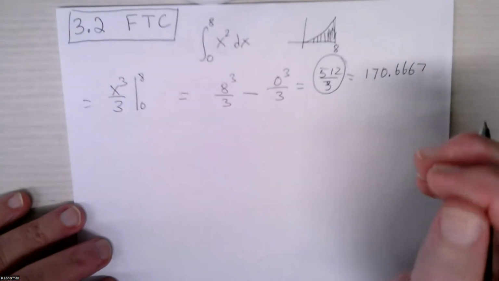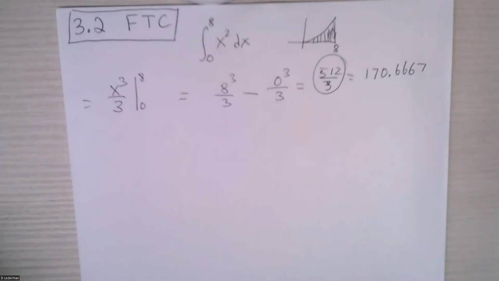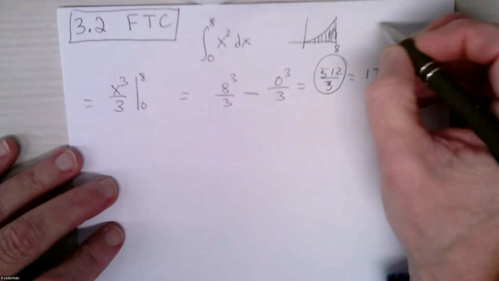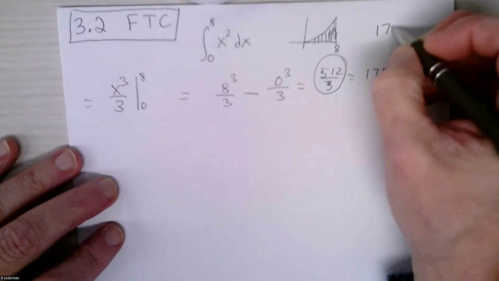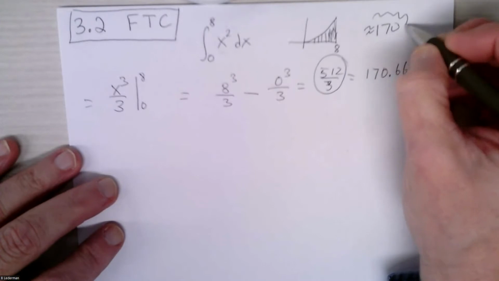Now, the reason I'm so excited about this is because we did the same problem in the last section, as an example of drawing the little rectangles. We broke it up into 8 rectangles, and we got an answer of 170. That was our approximate answer.